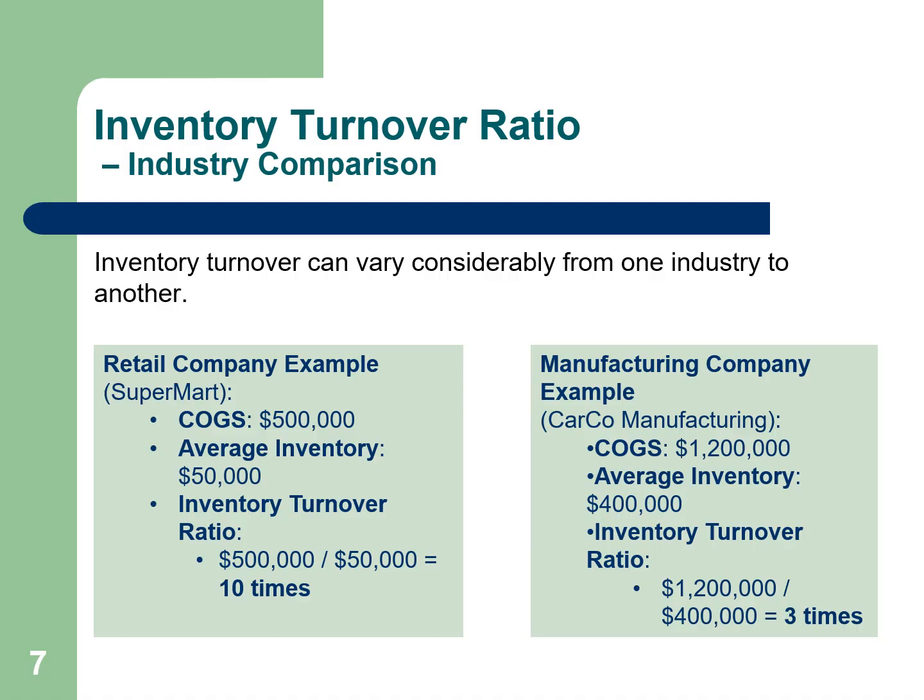Next, let's shift to manufacturing. Carco Manufacturing has a cost of goods sold of $1.2 million and an average inventory of $400,000, resulting in an inventory turnover ratio of 3 times. This lower turnover is typical for manufacturers because their products generally have longer production cycles and they often hold larger inventories of raw materials or finished goods.